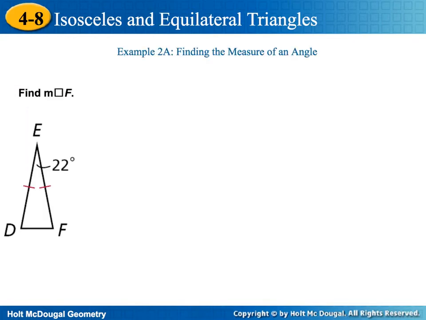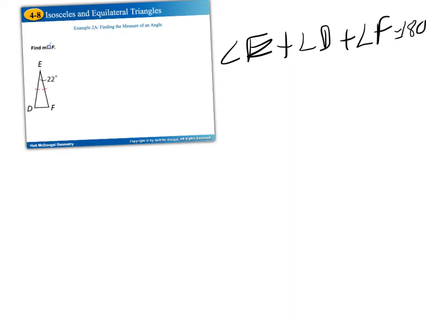All right, so then it wants us to find the measure of angle F. We know that a triangle has to add up to 180. So angle E plus angle D plus angle F has to equal 180. That is a known fact, and you should know this by now. If you don't, I'm worried for you. E is 22. We do not know what D or F is, but because we know that these are congruent, they're going to be the same. So I'm just going to put X in for one, and X in for the other.